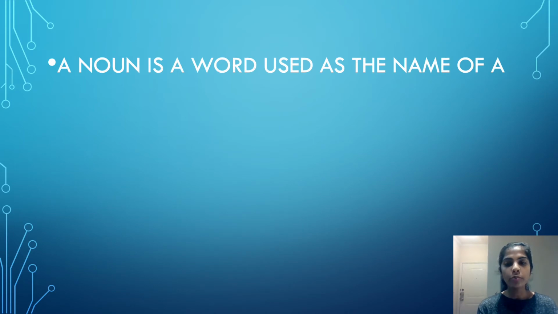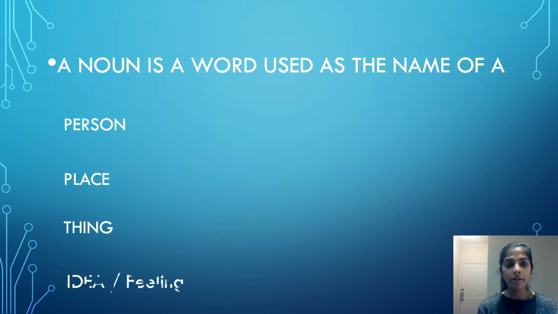So guys, what does a noun basically mean? What is the definition of a noun? A noun is a word used as the name of a person, place, thing, or an idea or a feeling. So whenever in a sentence you use a word to refer to a person, place, thing, or a feeling or an idea by its name, that becomes a noun.